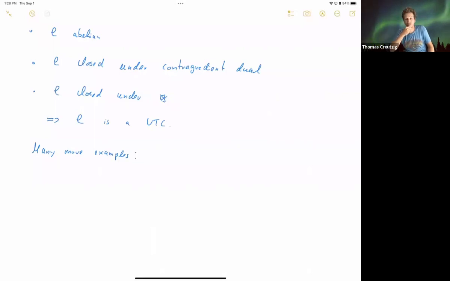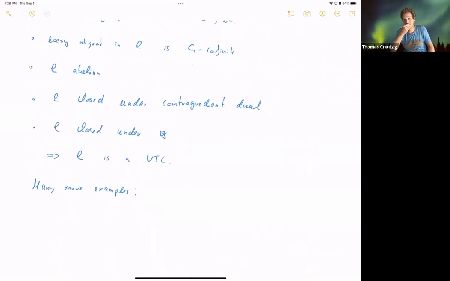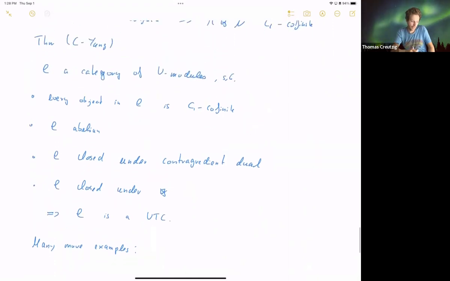We know that the ordinary modules are precisely the C1 cofinite modules, and it's admissible level. So Arakawa proved that this category is semi-simple, finite and semi-simple. So in particular, it's abelian. It's obviously closed under contragredient dual, and closure under tensor product is ensured by Miyamoto's result. So this admissible level result is a baby example of this theorem.